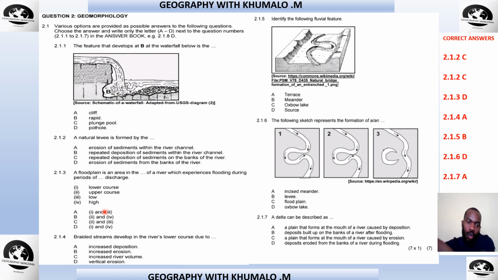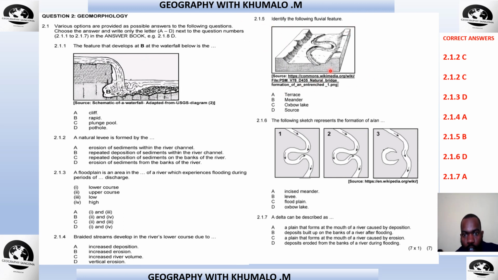Now we'll go to 2.1.4. So 2.1.3 we said D, 2.1.4. Now it says braided streams develop in the river's lower course due to what, grade 12? That is due to the increased deposition. That is A.